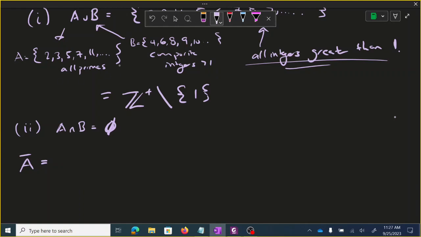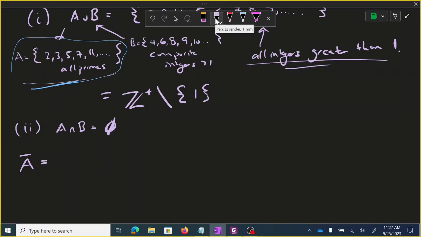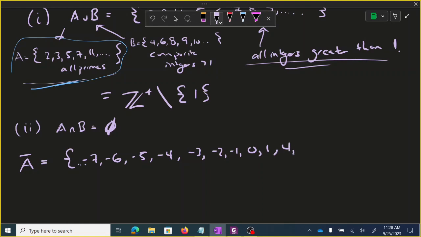So again, I'm going to look at here. A is the set, color in blue here. A is this set. So what is not in A? Remember, the universal set is all integers. So first off, we have all the negative integers. We have 0. We have 1. That's from the universal set. That's not in A. And we can't say 2 is in A complement because 2 is in A after all. But then we start getting all the composites basically.